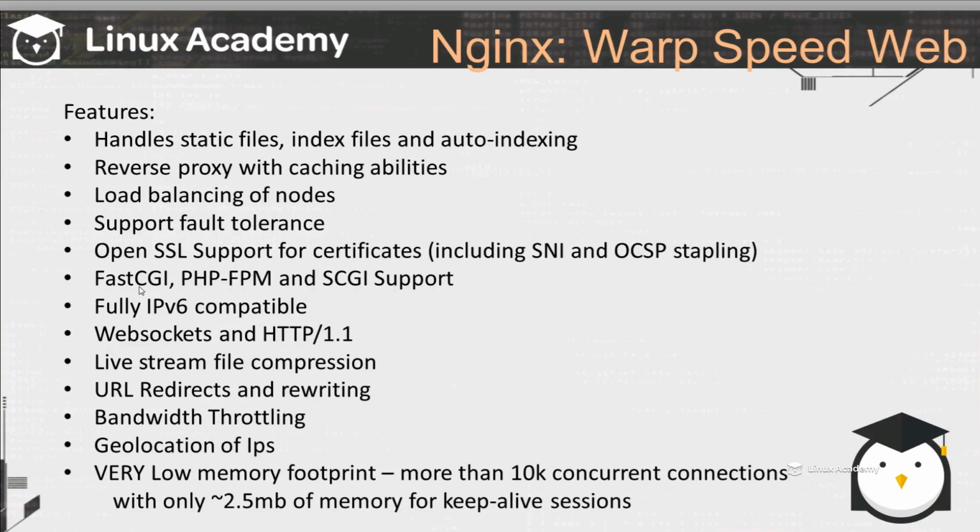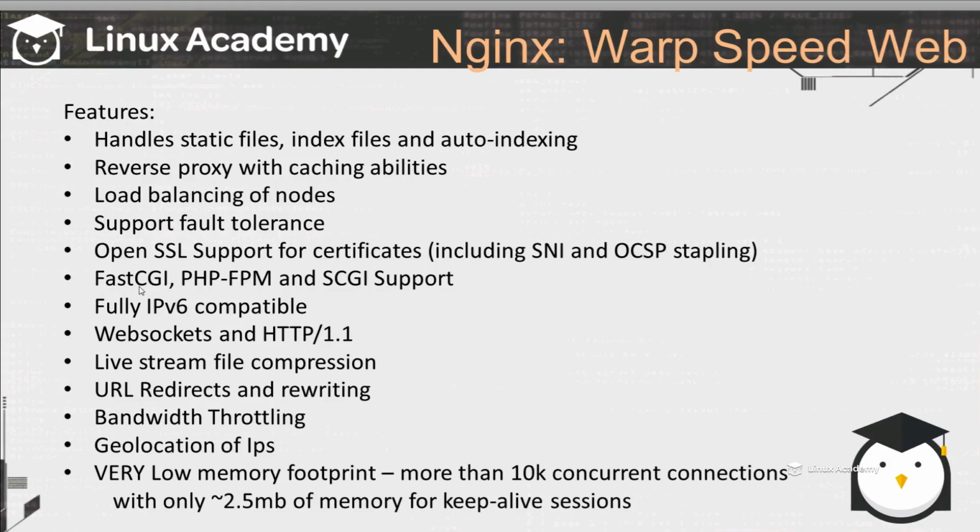Well, it features a whole bunch of stuff. So it handles static files, index files, and auto-indexing, nothing different there. It serves as a reverse proxy with caching abilities, whereas with Apache, you can use it as a reverse proxy, but you have to add modules or additional functionality like Varnish for it to maintain caching ability. Load balancing of nodes, and again, Apache will work with load balancers, but you have to put something in front of it to do load balancing, whereas in Nginx it's built in.